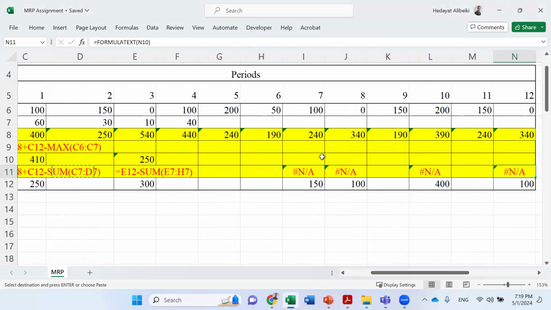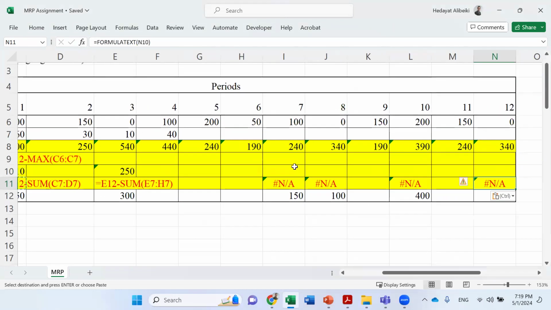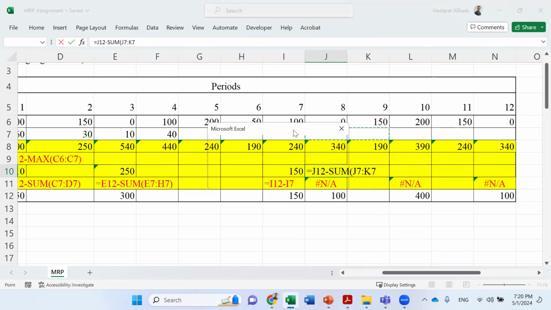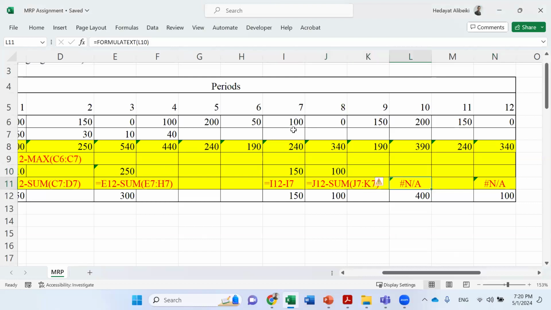For period 7, it's going to be MPS minus whatever you committed until the next period. This is 150. This is 100 minus the sum of 6, 8, and 9.